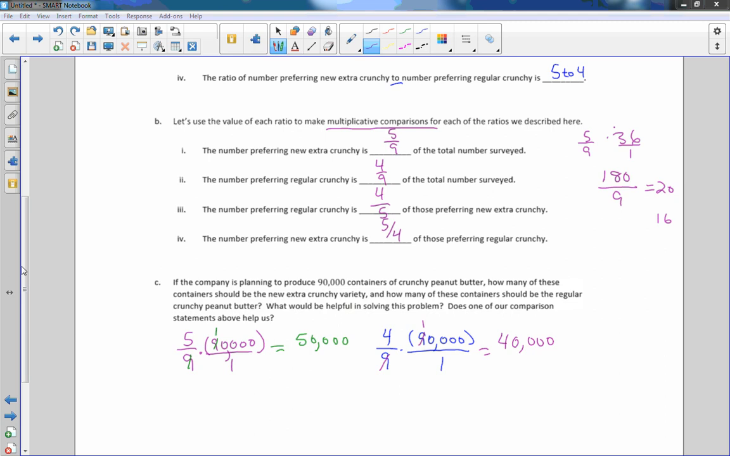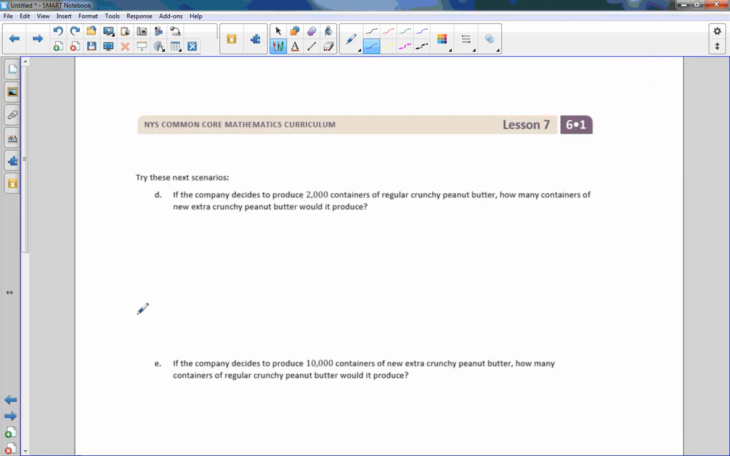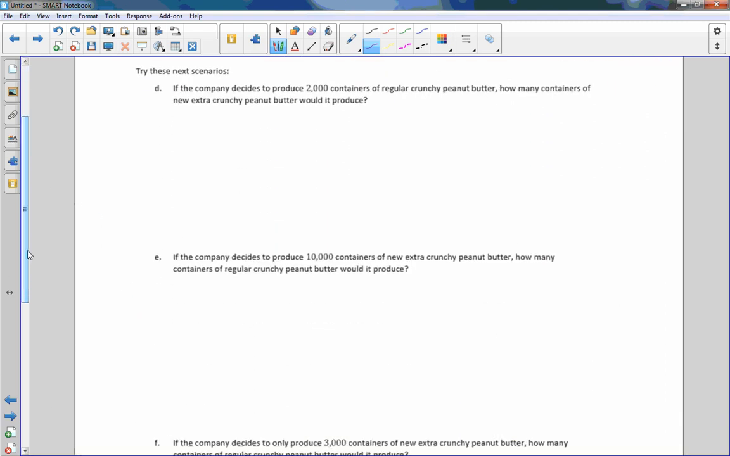Okay, so moving along with this concept of peanut butter, now we're going to try these next scenarios. So try the next scenarios, pause the video, come back, and see if you did these correctly. Okay, so now that you've tried these, here we go. If the company decides to produce 2,000 containers of regular chunky peanut butter, how many containers of the new extra chunky would be produced? So I'm going to, again, take 5 ninths.